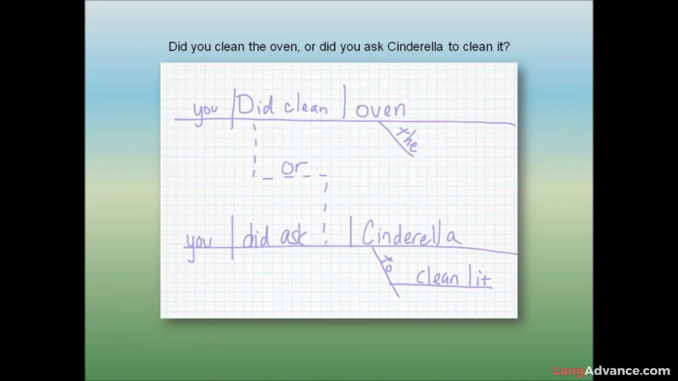Did you clean the oven, or did you ask Cinderella to clean it? Needs to be rearranged as declarative so that it can be more easily diagrammed, which makes the subject you, the verb did clean, the direct object the oven, connected by the coordinating conjunction or to the subject you, the verb did ask, the direct object Cinderella, and the infinitive, actually, in this instance, to clean it. To clean it could also be diagrammed under the verb did ask.